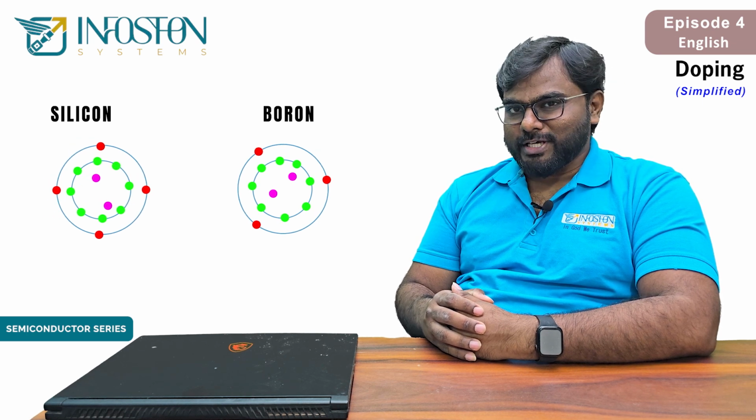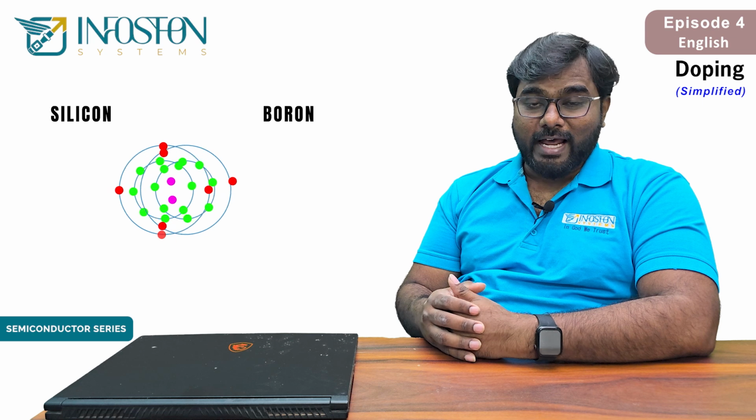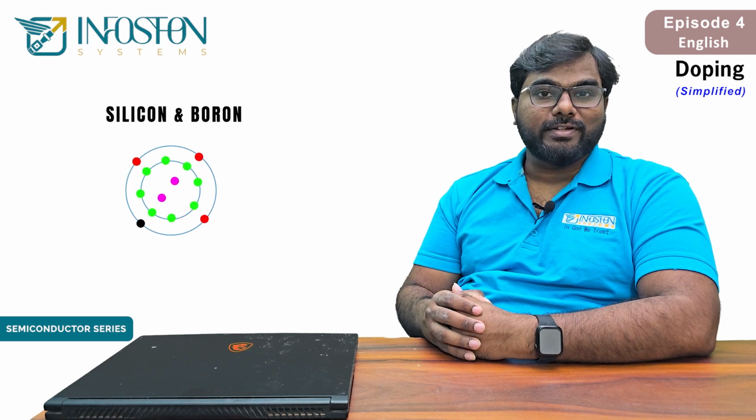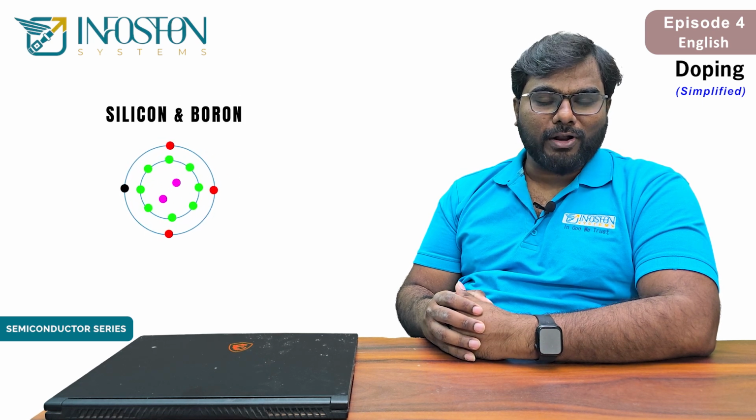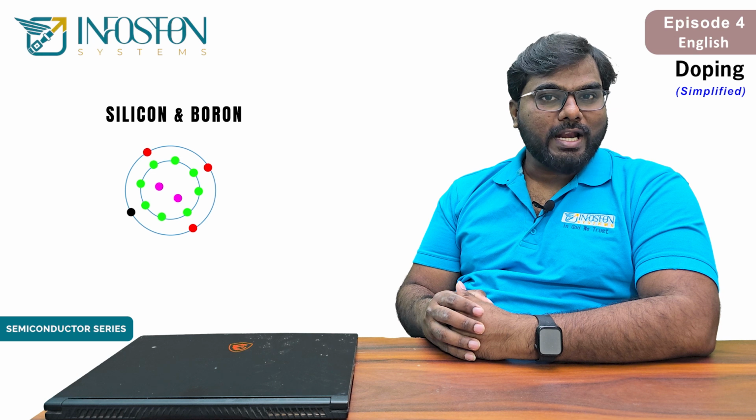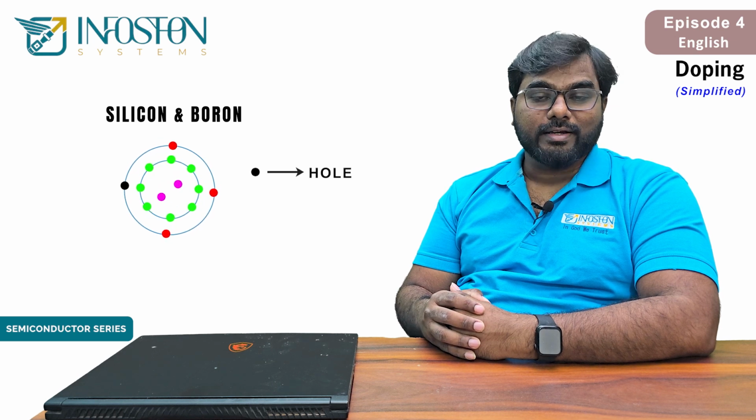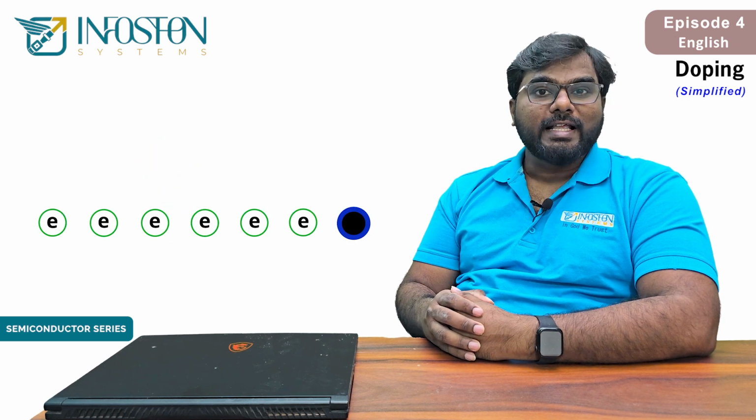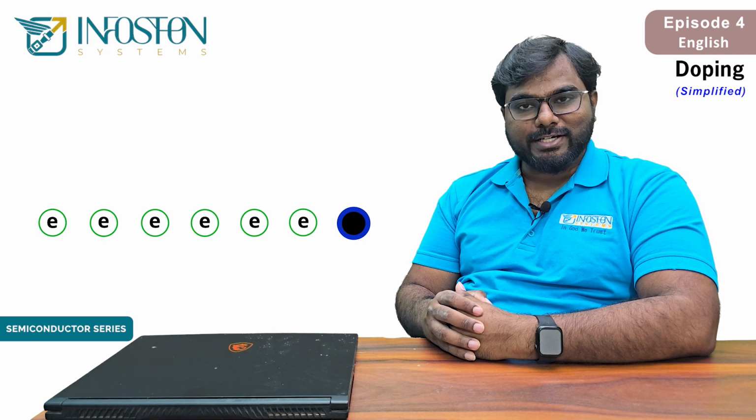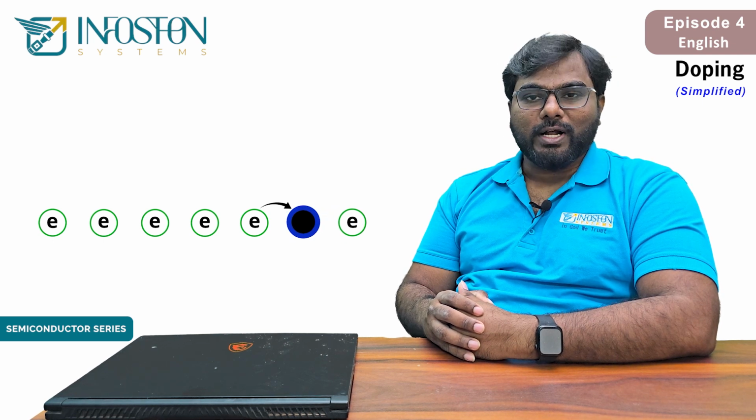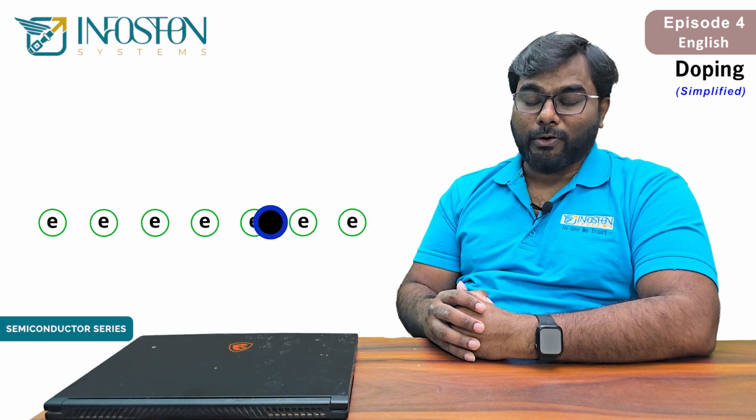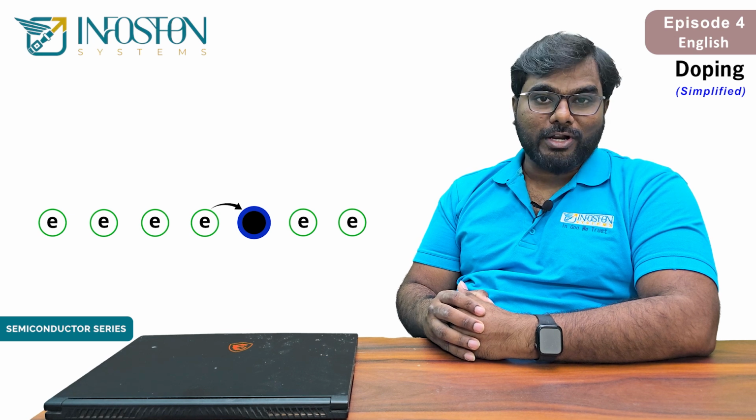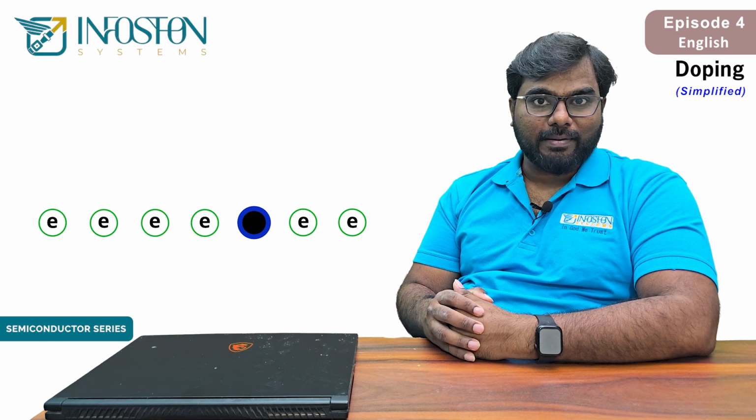So when we dope with each other, the 4 valence electrons from silicon will bind with the 3 valence electrons of boron, which means there is one empty space created, right? Whenever an empty space is created, that is called a hole. Then the next electron will try to fill the hole. Once the next electron fills the hole, it will leave its original space empty, right?